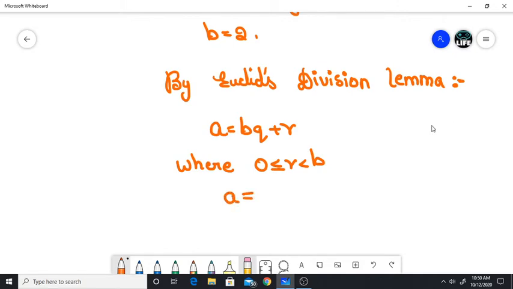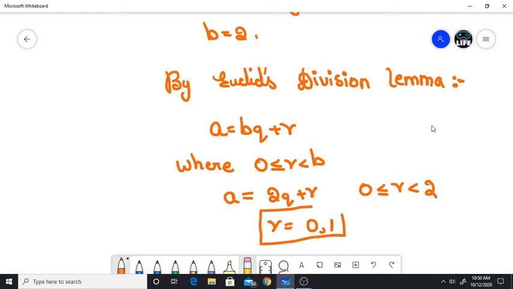Therefore, a equals to 2q plus r. It is given like this, and 0 less than or equals to r less than 2, because here b equals to 2. So, then we can simply say that r equals to either 0 or 1. It's very simple. r equals to 0 or 1.